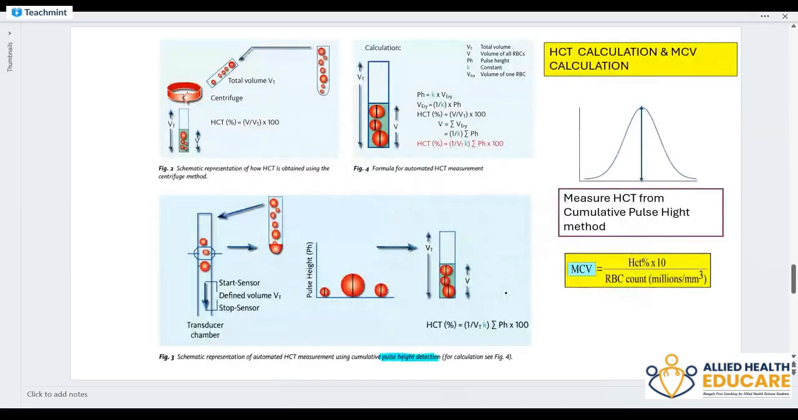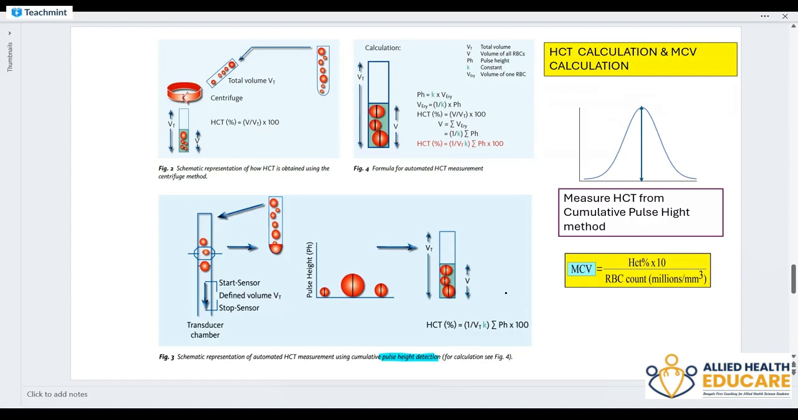Now, how does the machine calculate hematocrit or PCV and MCV? This is the key point. You have to understand how an instrument calculates hematocrit and MCV before proceeding to RDW calculation.